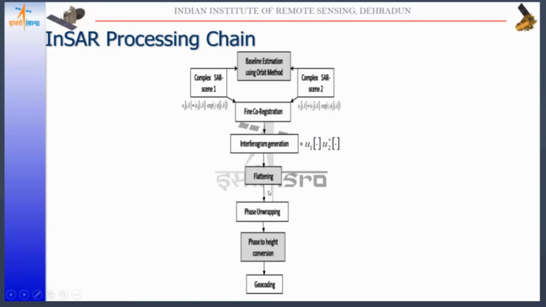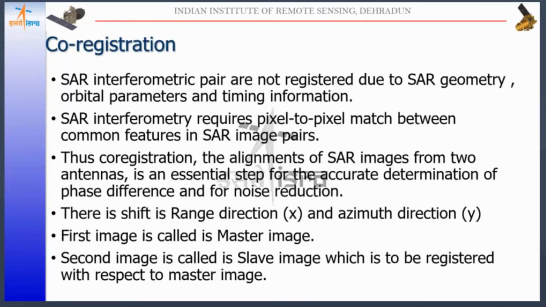The first is the co-registration. So why is co-registration required? Because the SAR interferometric pair are not registered, due to the SAR geometry, orbit parameters, and timing information. It means we have some orbit parameters, or some timing mismatch of some seconds or microseconds, or the SAR geometry. So the SAR interferometric pair are not registered, and first we have to register them.